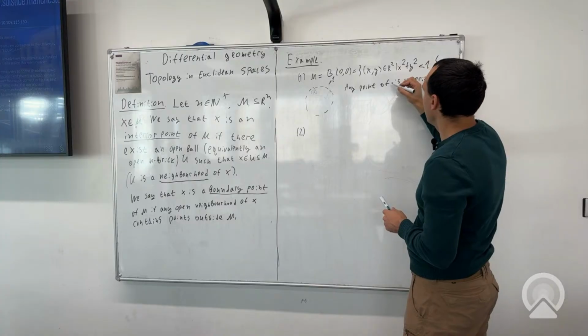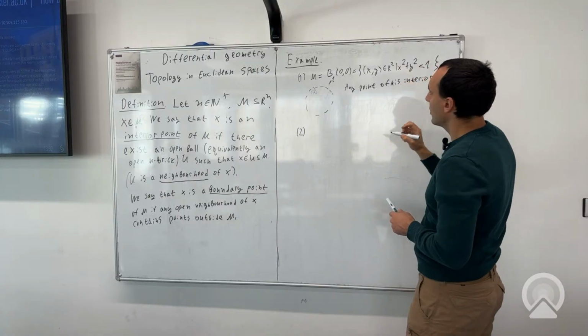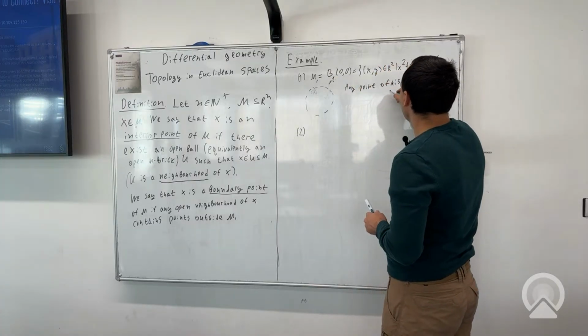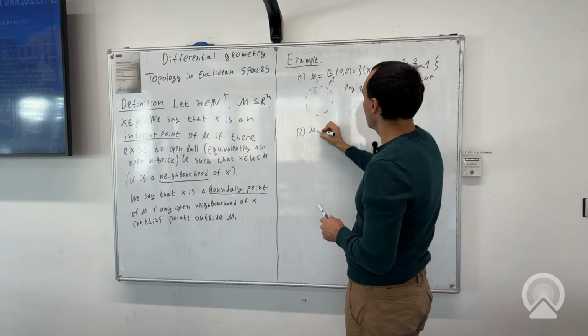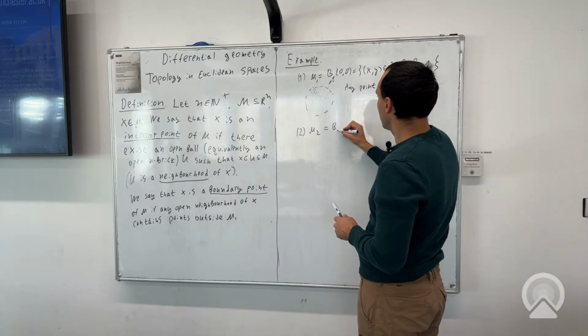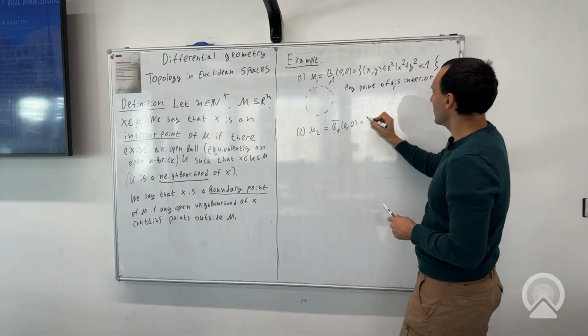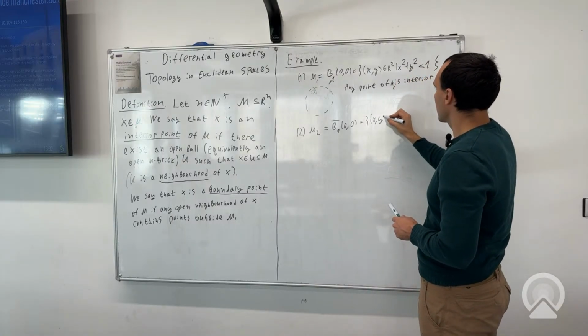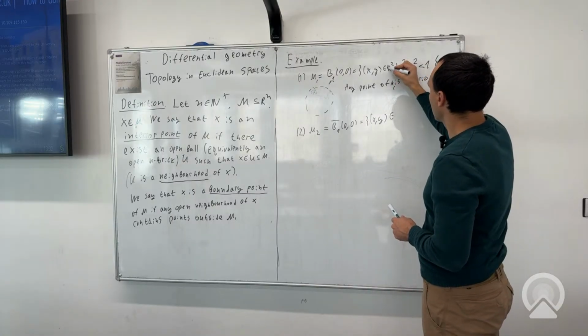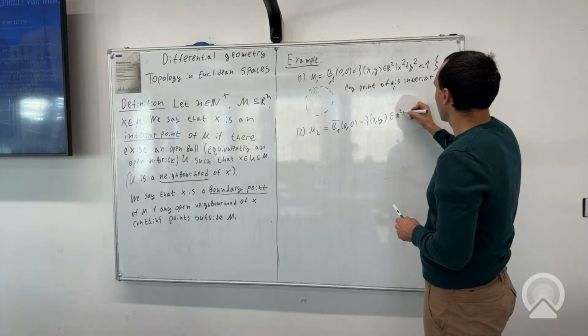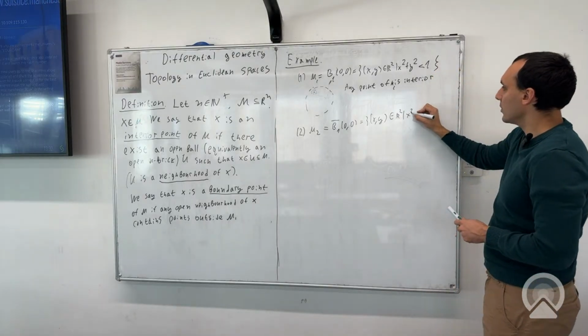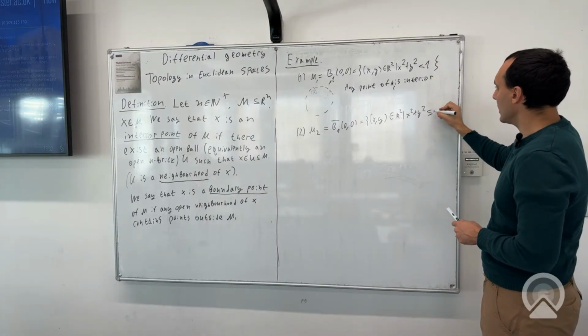Of M. Let's call this M1. M2 is the closed ball. So this is the set of points such that x squared plus y squared is less than or equal to 1.